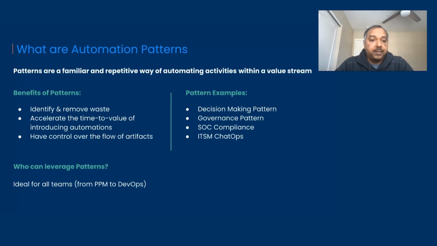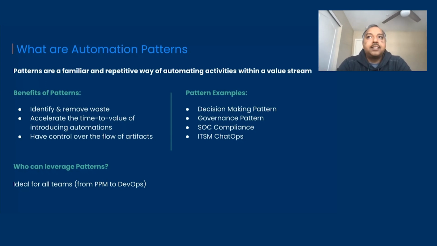help our customers with. The patterns that we cover usually are decision-making pattern, governance pattern, SOC compliance, and ITSM patterns. These patterns talk about multiple different systems in different sectors of the software delivery lifecycle, so that you know what artifacts to connect and collaborate in your value stream, and how to capture metrics and all that. What are the benefits of using patterns? Patterns help you to identify and remove waste, accelerate the time to value, and also have control over the flow of your artifacts across your value stream.